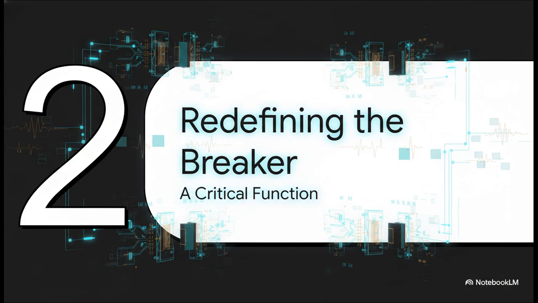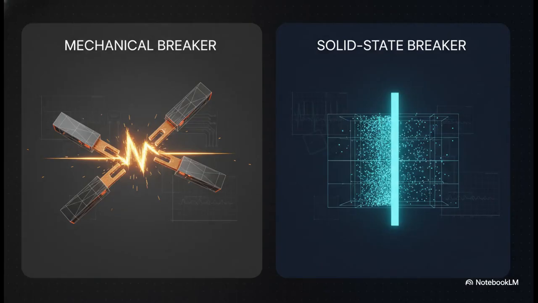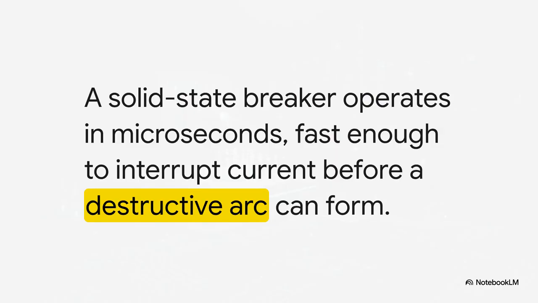Now, let's look at a direct application of this principle in electrical protection by comparing the traditional circuit breaker to its solid-state counterpart. A mechanical breaker works by physically separating metal contacts to stop the current. A solid-state breaker uses semiconductors to halt the flow of electrons electronically. It is a purely electronic switch with no physical motion. The primary difference is speed.